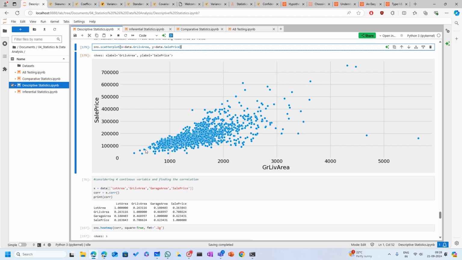So if you plot a line here, you can see it is increasing. In this direction it is increasing. So in that case, it is positively correlated.